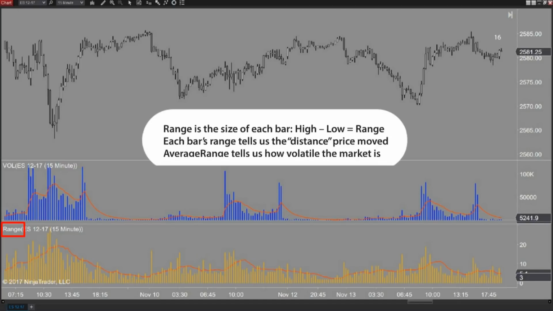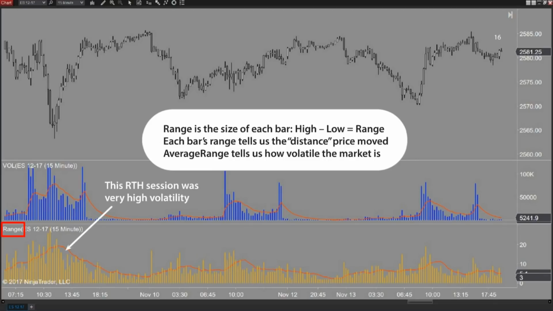All right, what I want to do now is basically combine the range with the relative volume. Range is basically the high minus the low. It tells us how many ticks, and the tick size is the minimum distance price can move in one transaction. So it tells us the tick size of the bar, and the average range tells us the volatility.